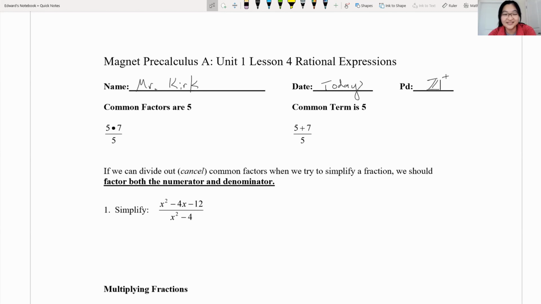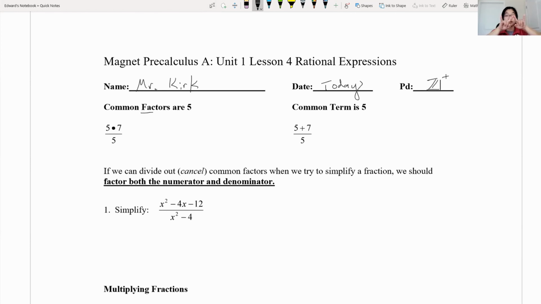Today we are looking at lesson 4, rational expressions. This is going to use the stuff that we've talked about in lessons 2 and 3, factoring and more factoring. So, with that said, Mrs. Contreras, what is a factor? We know the answer now.